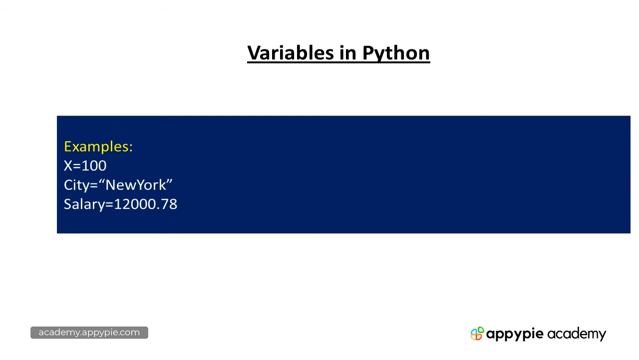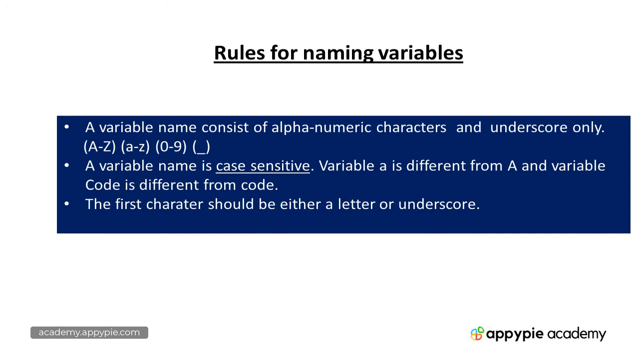city = "New York". Within quotation marks, we write string constants. So New York is a string constant, and the city variable will be treated as a string variable. Similarly, salary = 12000.78, because it's a decimal value, so salary will be considered to be of float data type. By float data type, I mean the variable of float data type is the one which is containing decimal values, like this one.